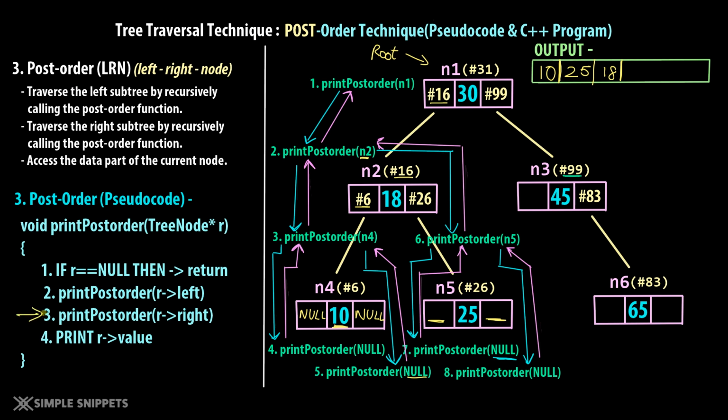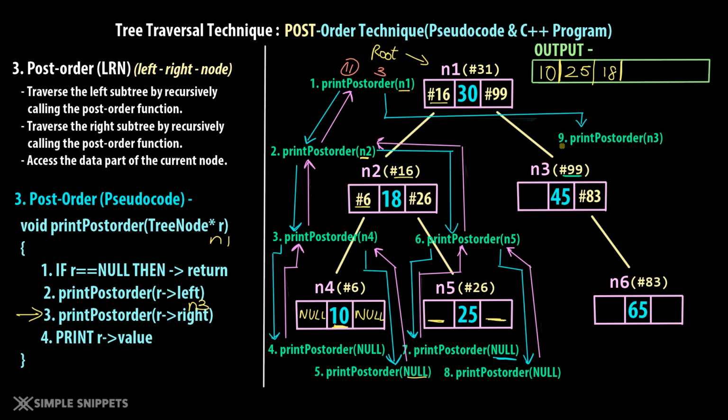Step 3 for the 1st print post order is nothing but again a recursive call, which says r of right. For the 1st print post order, r is nothing but n1. What is there to the right of n1? We have hash 99, which is the address of n3. So now we are going to pass n3 over here. So a 9th print post order is called from the 1st print post order. You can see over here. And once that call is given, the 1st print post order will be paused at step 3. So let's write 3 over here and do a pause symbol.